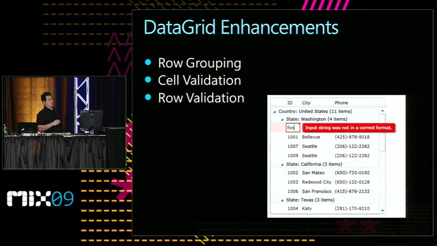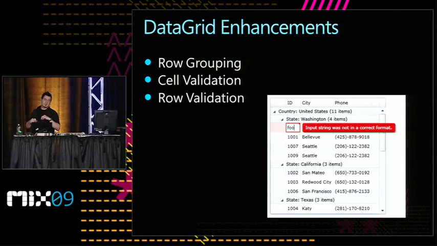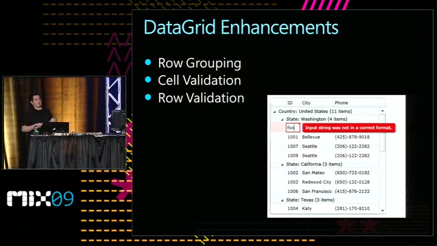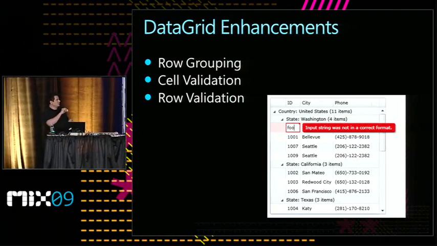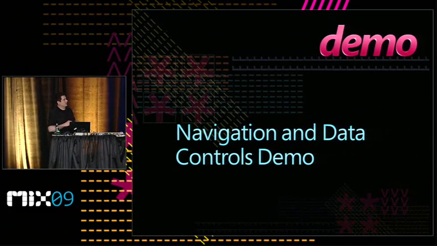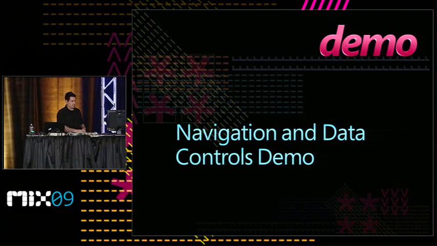It also has row validation. Sometimes different fields party together, and you want to check this value and that value, make sure they're all working together in conjunction. So that's what row level validation is. Okay, let's show you some of these.